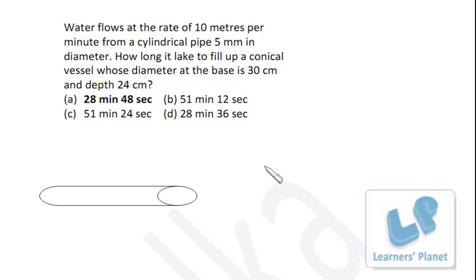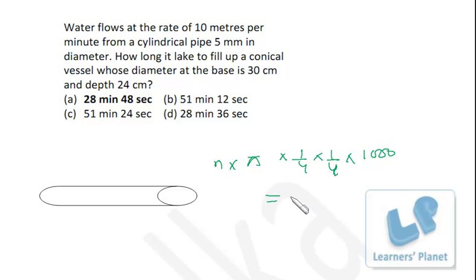Pi r square h, where r of this cylinder is 5 mm in diameter. So 1 upon 2 centimeter will be diameter, so radius will be 1 upon 4. So this is pi r square and h is 10 meter. Okay. So this is in centimeter, so I just write it as meter into centimeter. So this is volume of 1 minute. So volume of n minutes is this, right?